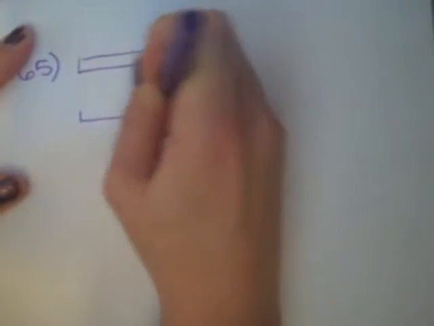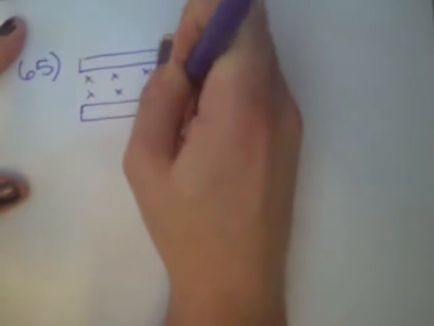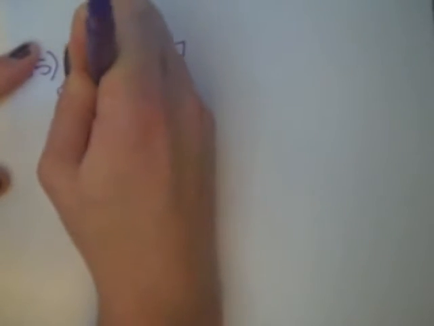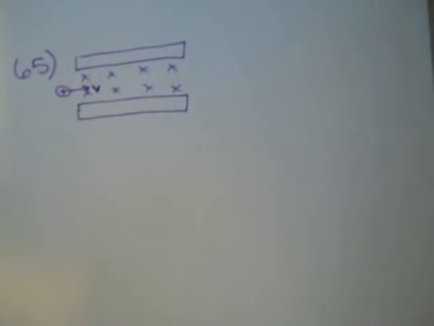Next one we are going to look at is number 65. And number 65 gives a picture of two parallel plates here. And the parallel plates are in a magnetic field that is going into the page, something like this. And a little proton is entering at a certain speed here, okay? And in part A they want to know the magnitude and direction of the electric field in order for it to go straight through. So this is one of those velocity selector type problems.